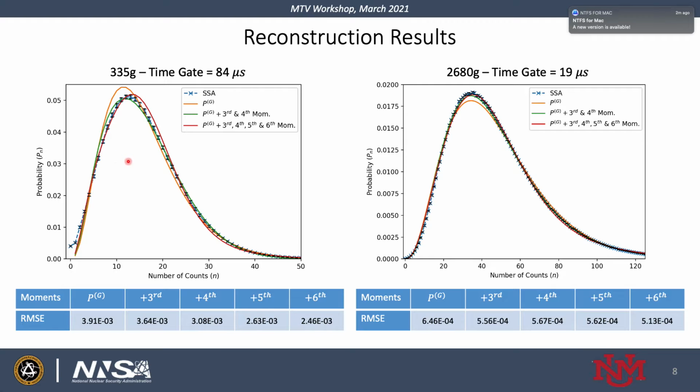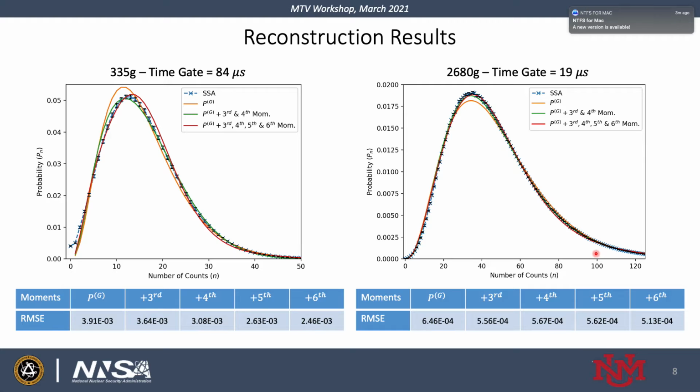The same thing is done on the right for a 2680 gram sample, but this was simulated over a 19 microsecond time gate. Here you see fewer moments are required since the number of counts is larger and there are no drastic changes anywhere. The standard deviation in the SSA simulation here was about 2% at the peak, and it went up to 15% at the tail. And again, you see the root mean square error going down as you add more moments.